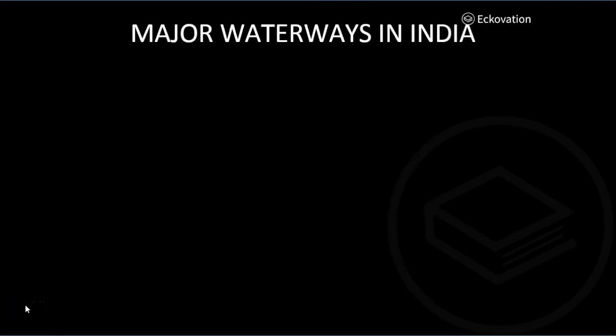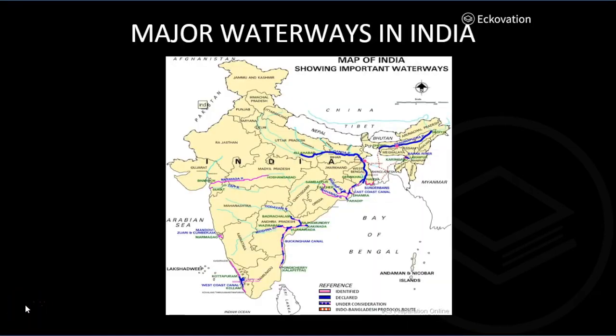Now, we'll discuss the major waterways in India. As you can see in the map, the pink line shows the identified waterways. The blue line shows the declared waterways. The blue and pink line shows the under construction waterways. And the red and white line shows the Indo-Bangladesh Protocol route.